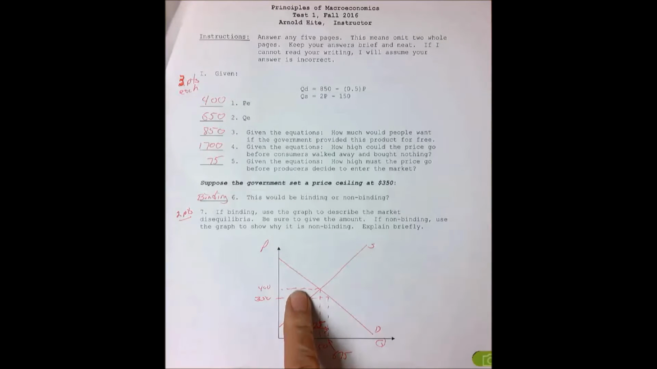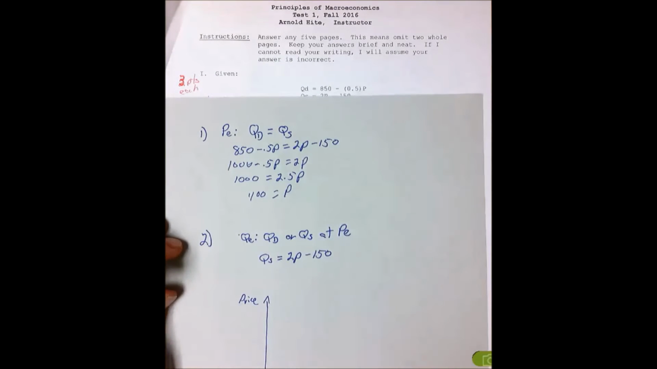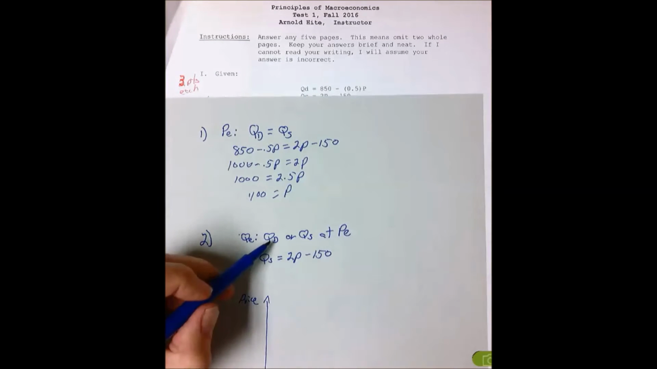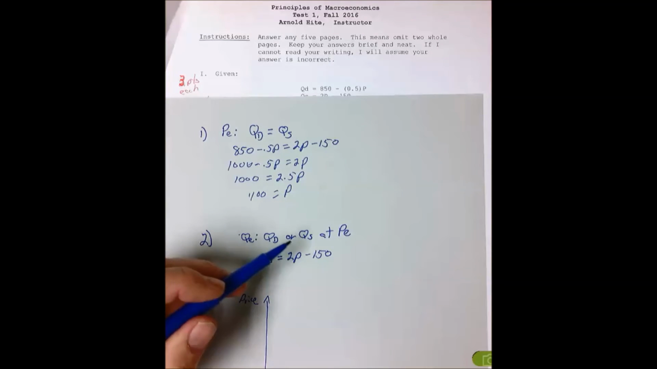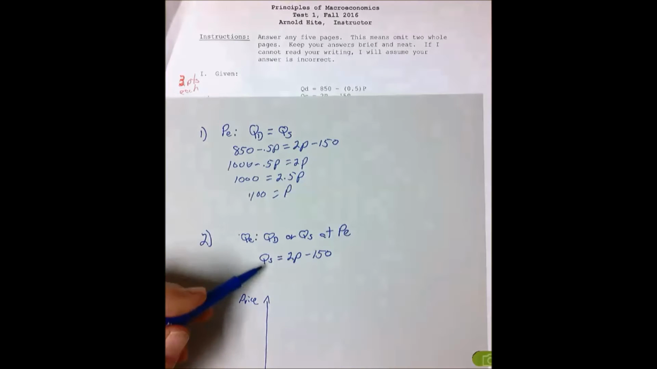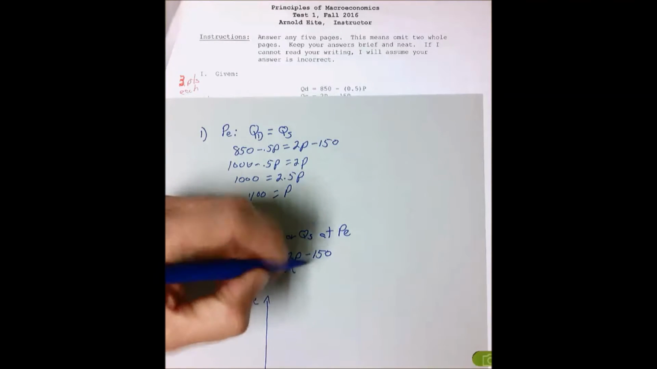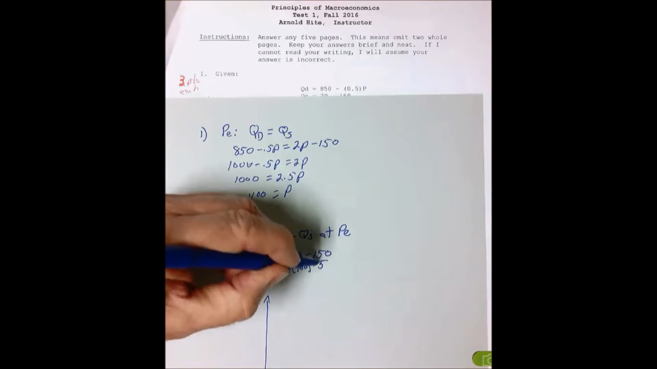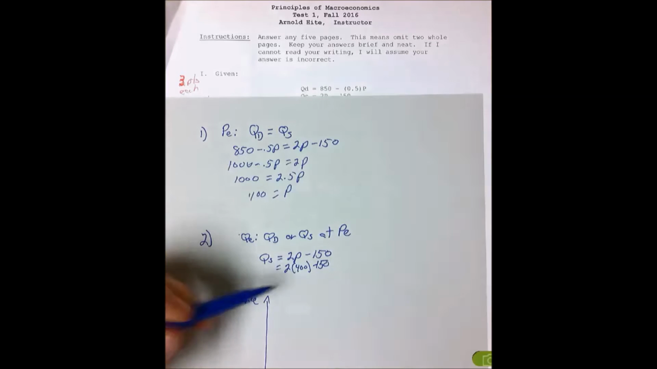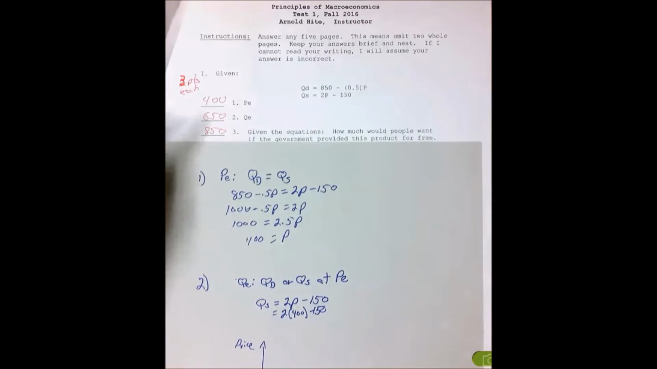And then the equilibrium quantity, for those of you who don't remember, is defined to be the quantity demanded or the quantity supplied at the equilibrium price. So I used the quantity supplied equation just because it was easier. So then it would be 2 times 400, since that was the equilibrium price, minus 150. So 2 times 400 is 800, and 800 minus 150 would be 650, and that's what we have there.